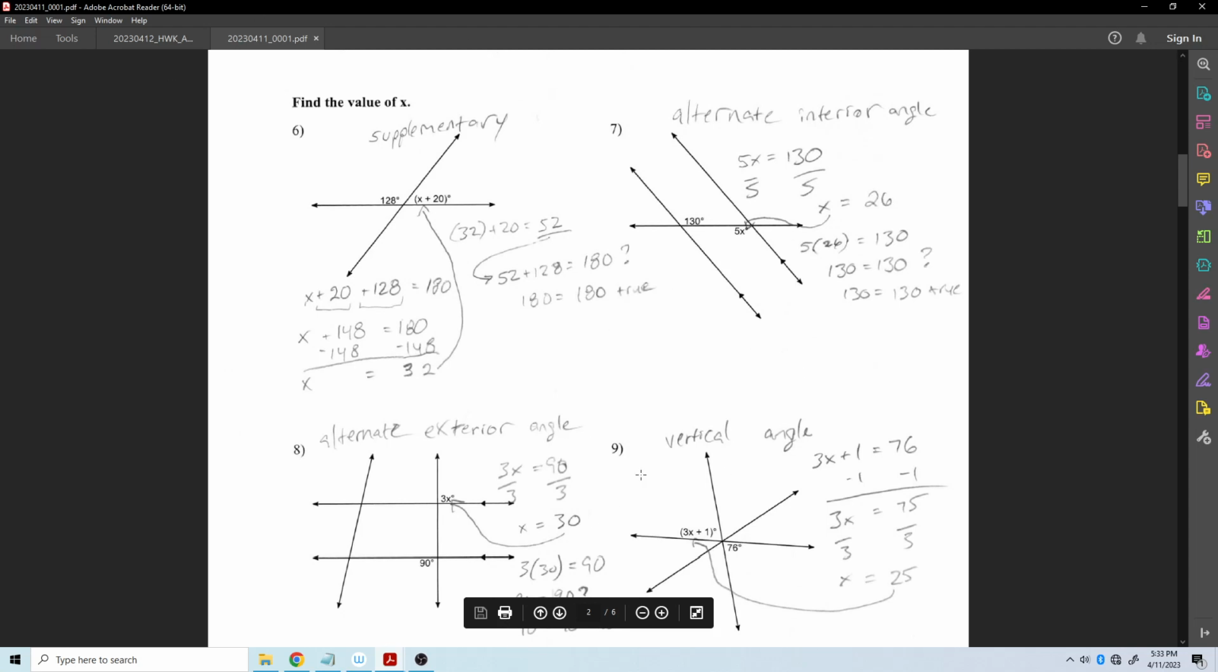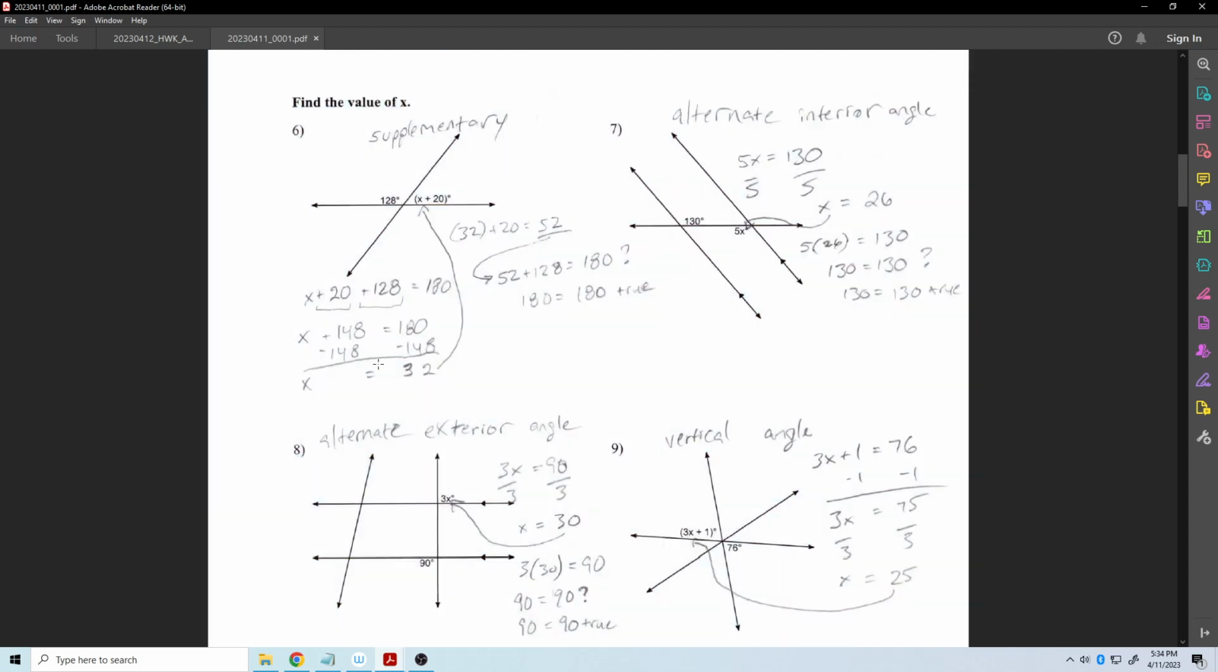So, let's see, because these are supplementary, we know that this plus this here is going to have to equal 180. And you can see I've built my equation as such. It already gives me 128, so I've got 128, and I've got to add x plus 20. That's already there, right? So set it up: x plus 20 plus 128 equals 180. Combine the 20 and the 128, combine like terms, work all the math out. You get x is 32.